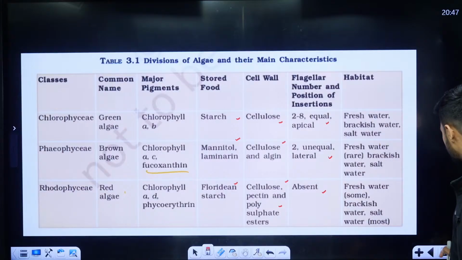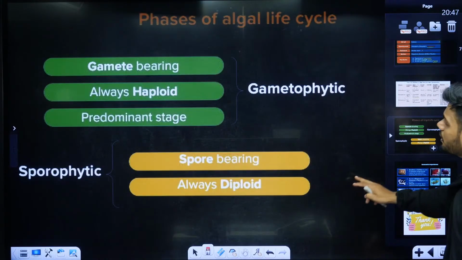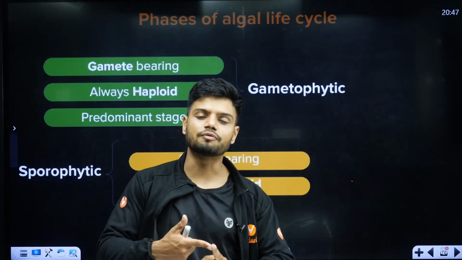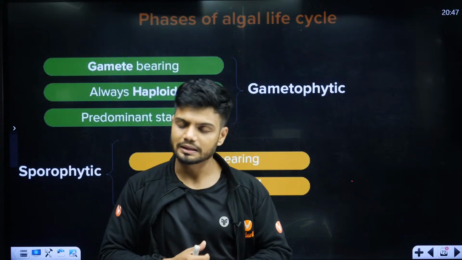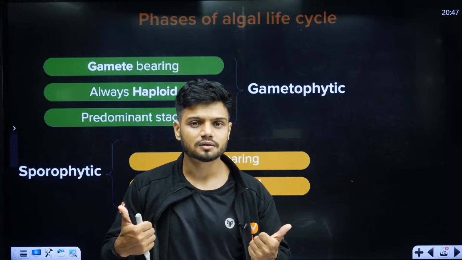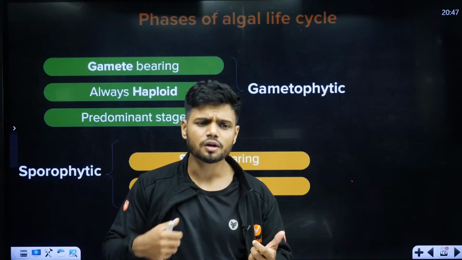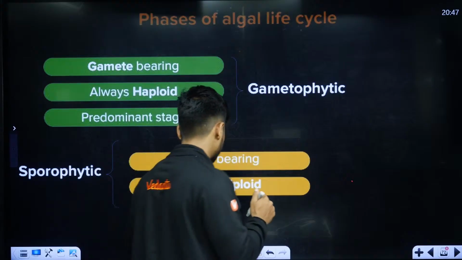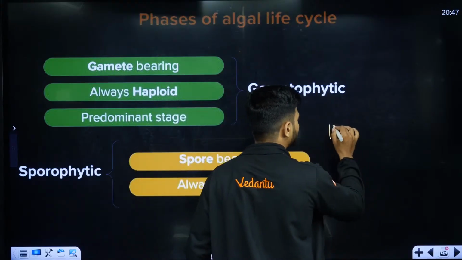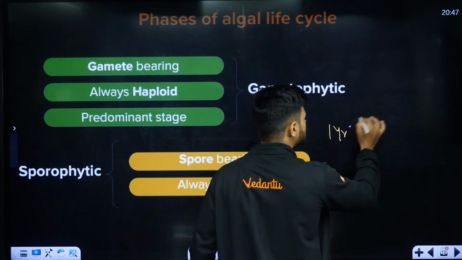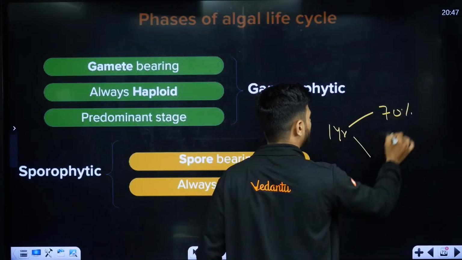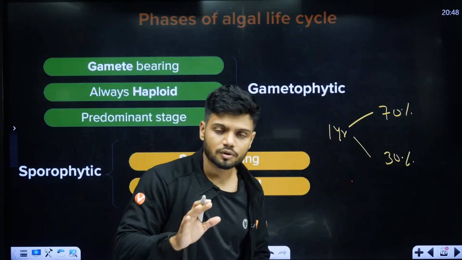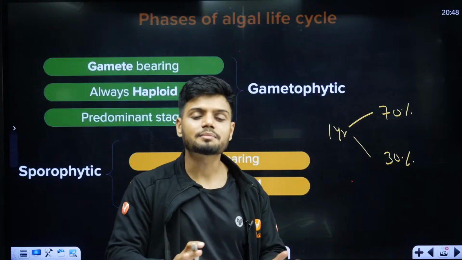Then habitat. Students, understand that in every plant group, algae, bryophyte, pteridophyte, gymnosperm, angiosperm, they have something called the dominant phase, right? Now what is the dominant phase, students? Let's say a plant's life cycle is one year. Let's divide it into 70% and 30%. If the plant is in one phase for 70% of it, that becomes the dominant phase.